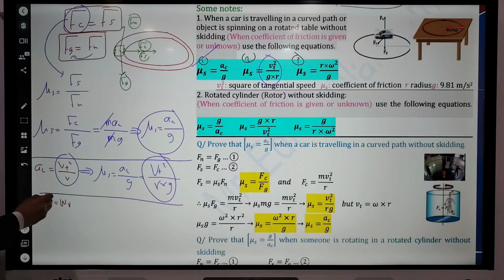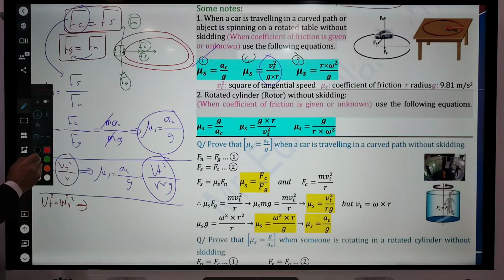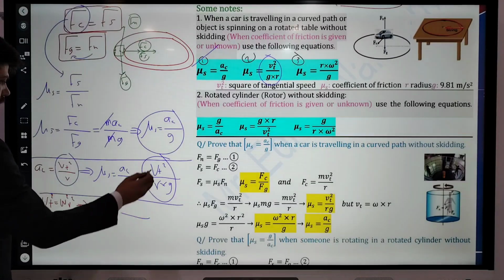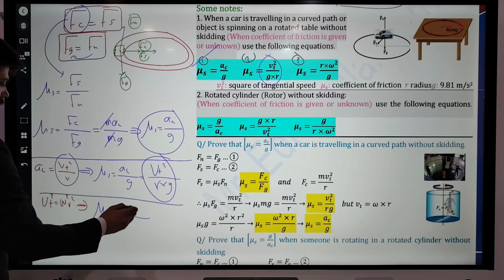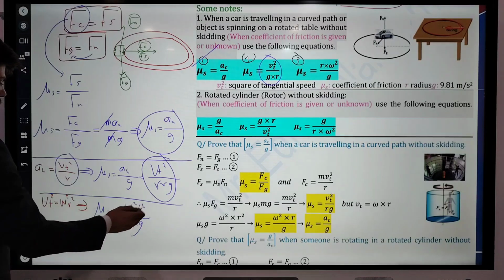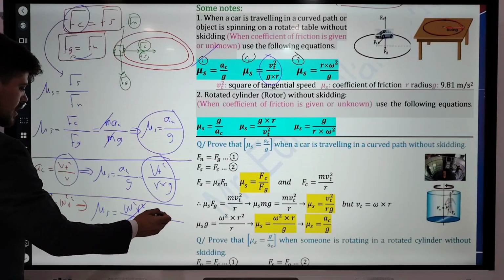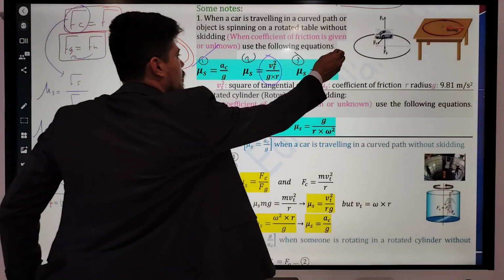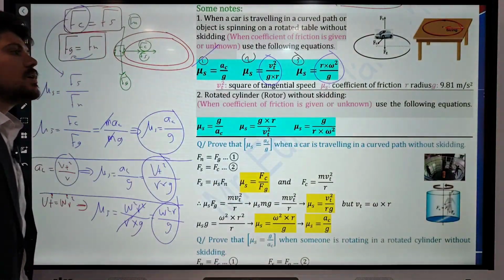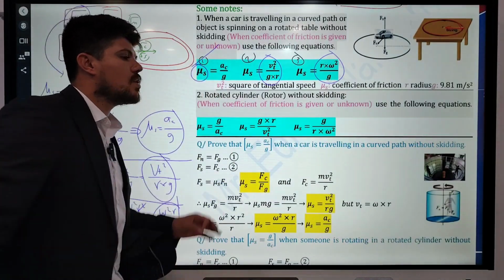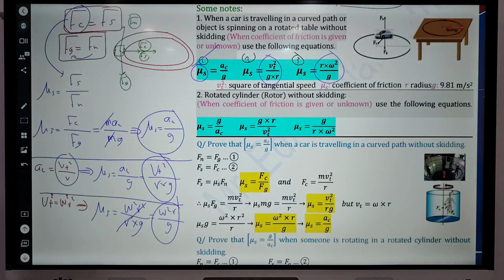Is equal to omega. What about Vt squared? It is equal to omega squared R squared. So, mu s is equal to what? Instead of Vt squared, write omega squared R squared over R times g. R with R cancelled, what remains? Omega squared R over g. These three equations can be used to find what? The coefficient of static friction.